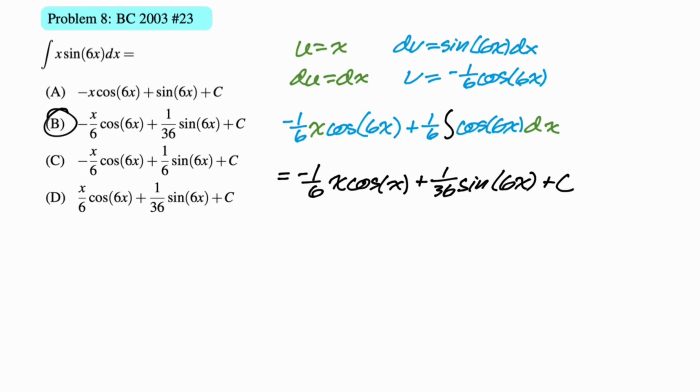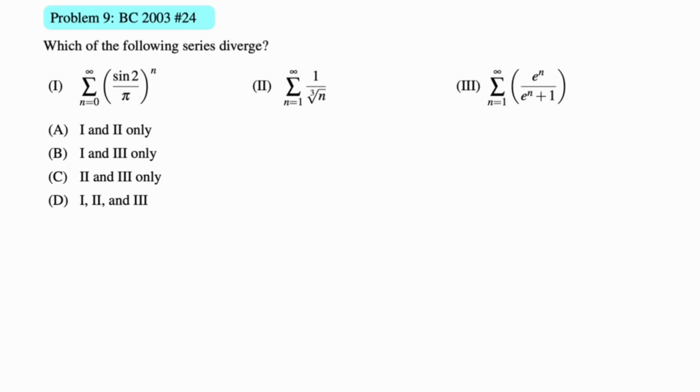All right, let's look at another one. So we want to know which of the following series diverge, so not converge, but diverge. So looking at the first one, we have sine of 2 over pi. That feels like a geometric series to me. I know that sine of anything is in between negative 1 and 1. So what we're dealing with here is a number between negative 1 and 1 divided by pi. So that's going to give us the r for our geometric series, where the absolute value of r is less than 1.